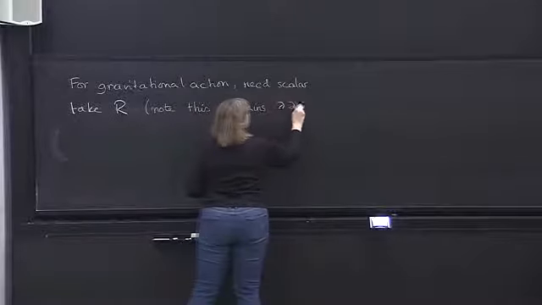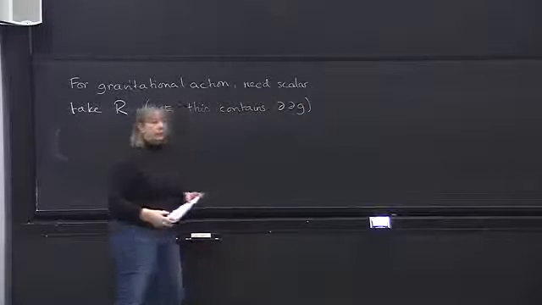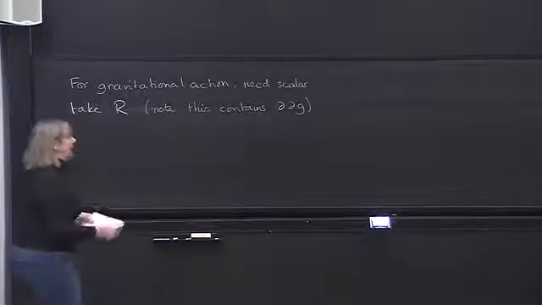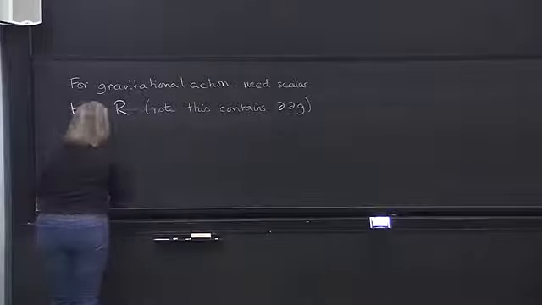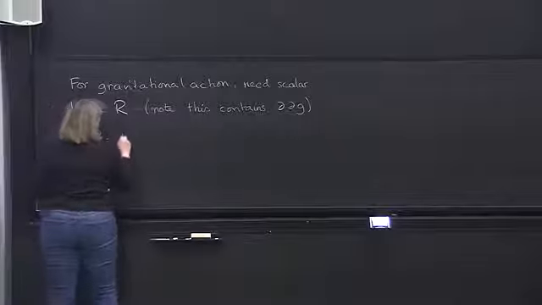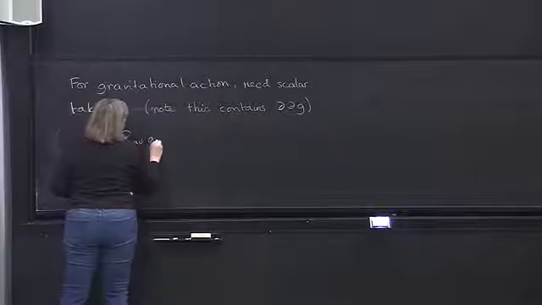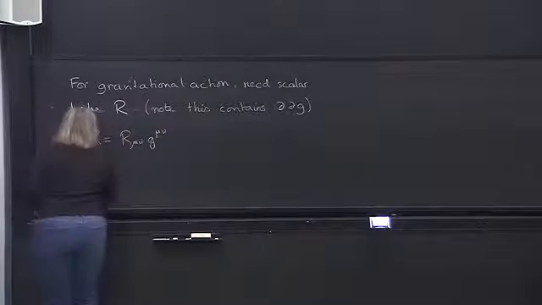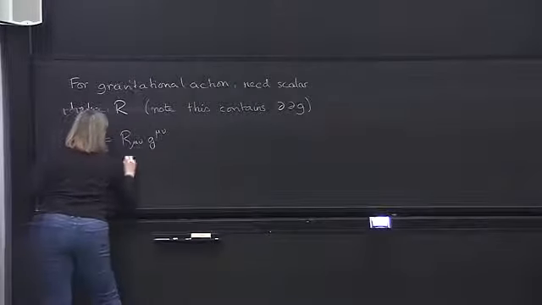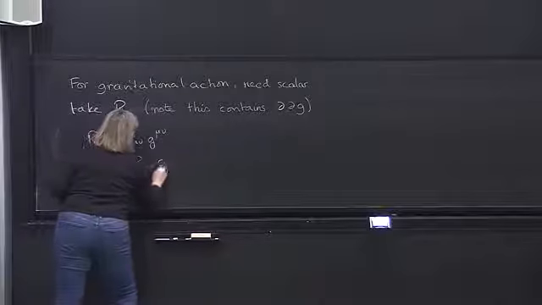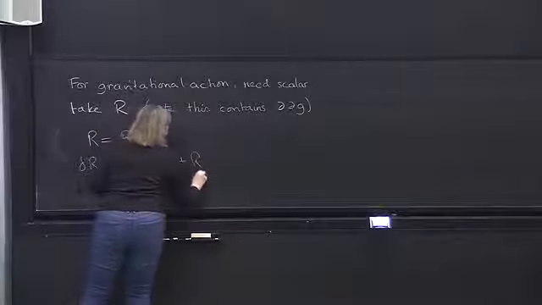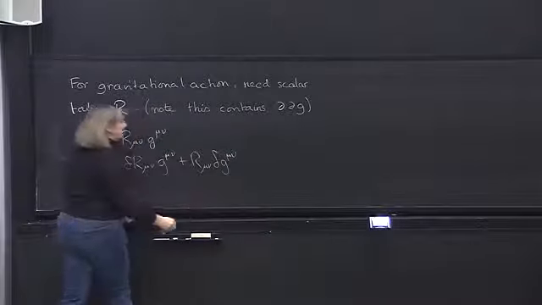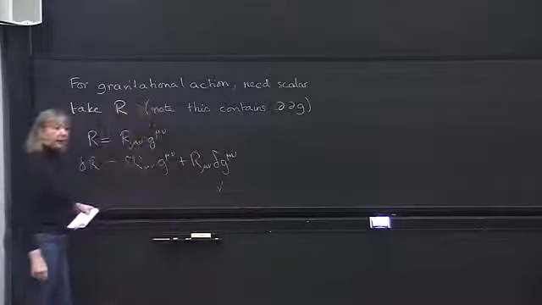Well, say d dg. Normally you wouldn't want to do this because it would give you problems, but in fact, as we'll see, it's fine. So our Ricci scalar is the trace of the Ricci tensor. So delta R is delta R mu nu G mu nu plus R mu nu delta G mu nu. The second piece is easy, so we won't worry about that.